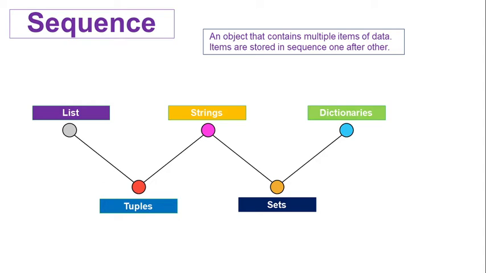Simply we can define it as an object that contains multiple items of data, and items are stored in sequence one after the other. The meaning of sequence is that these are stored one after the other, and since they are stored one after the other, we can refer to them one by one, right? Hope you get it. Another specialty is that all these sequences like lists, strings, dictionaries, tuples and sets occupy contiguous memory location in the computer's internal memory.